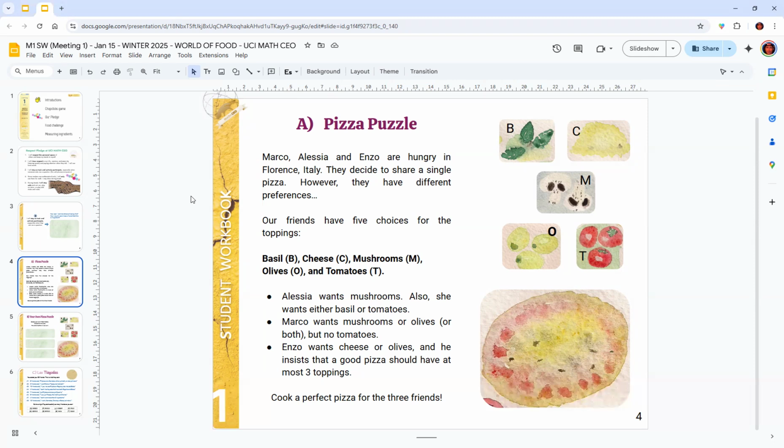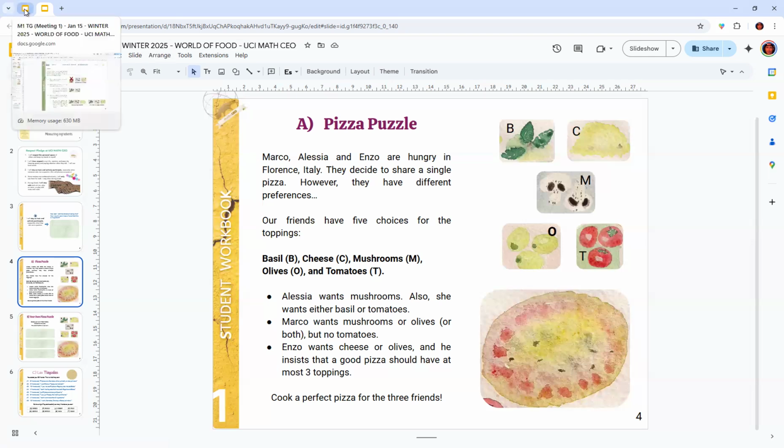Hello, mentors. So this is part 1 from meeting 1, a pizza puzzle. This is a short puzzle just to get kids, your students, into logical puzzles involving ingredients, and later on they'll do more complicated things. Let's take a look at possible solutions.